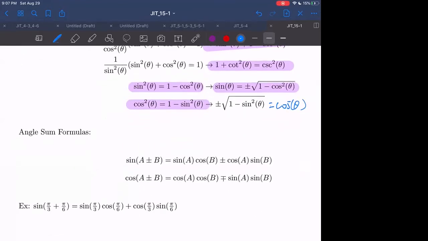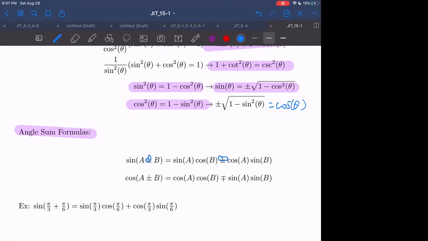All right, and then we also get our angle sum formulas. So something to note with these, we've got that sine of A plus or minus B is equal to sine A times cosine B plus or minus cosine of A sine of B. So whichever one you pick, let's say I pick plus, then it's going to be a plus on the inside. If I had done subtraction, it would have been subtraction over there.